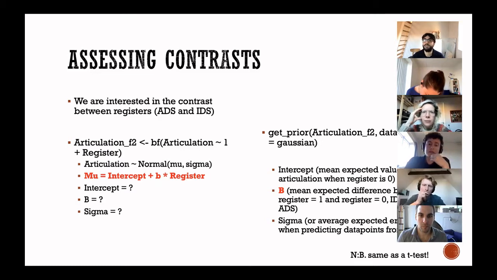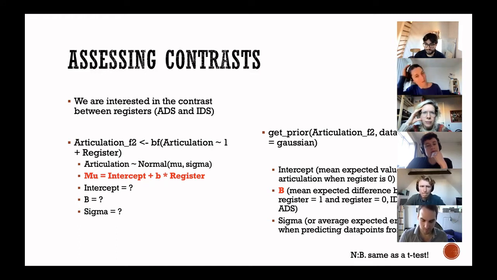Again, we don't want to be fancy or too clever, so we use the get prior to get which parameter should be assigned a prior, and we get the intercept, right? The mean expected value of articulation where register is baseline or 0. Then we have beta, which is the mean expected difference between register equal 1 and register equal 0. That is IDS minus ADS. And then we have sigma. That is, if we already know the intercept and beta, what is the expected average error in predicting a data point?